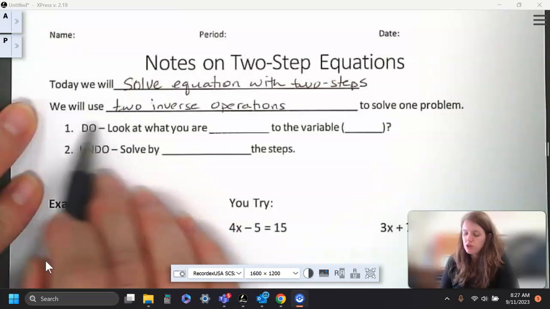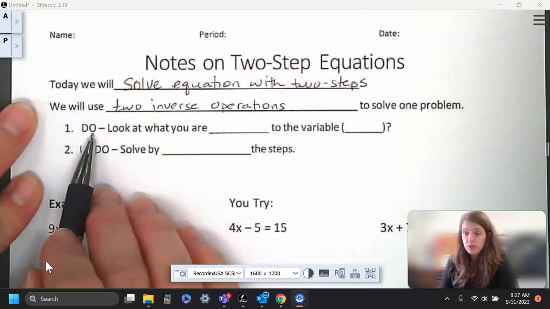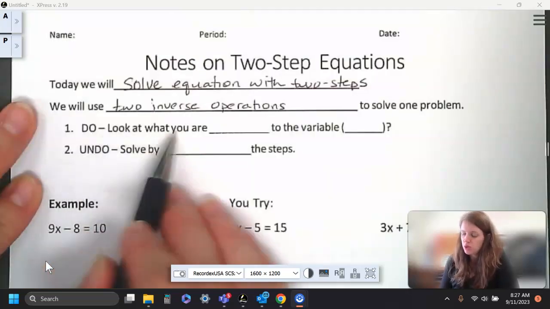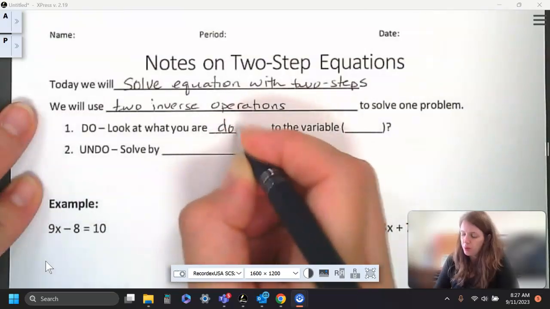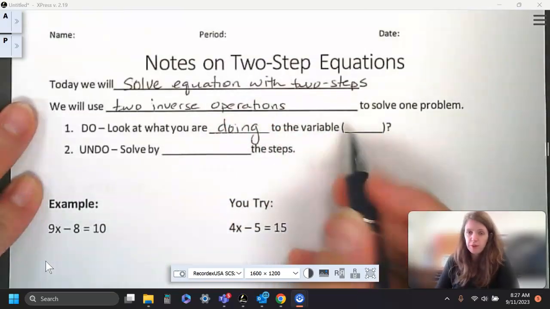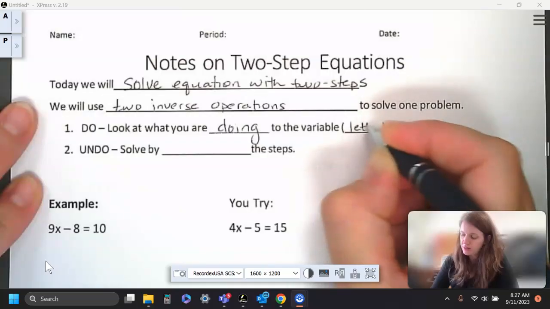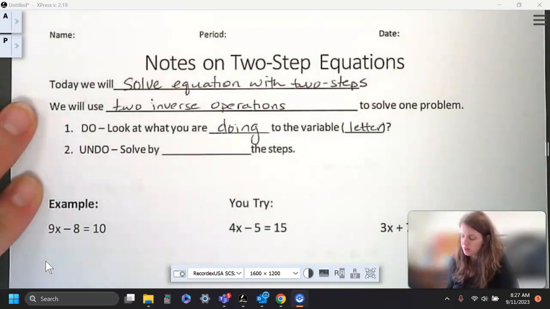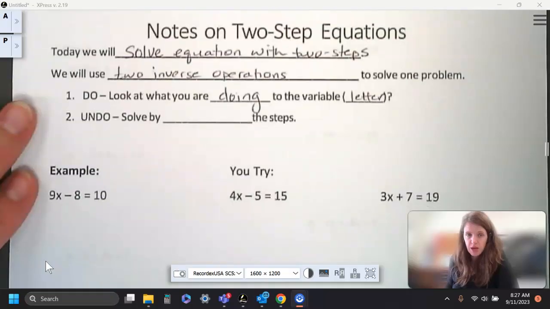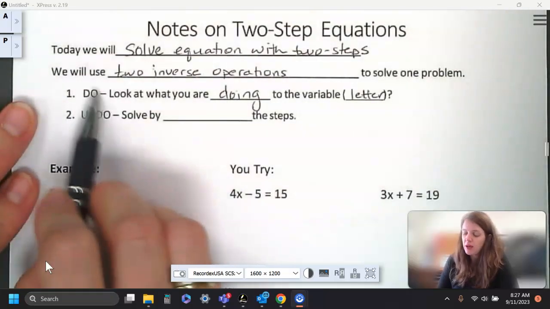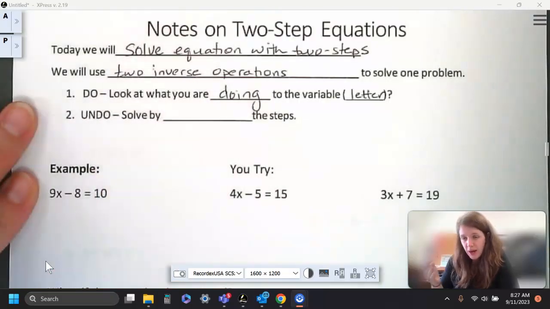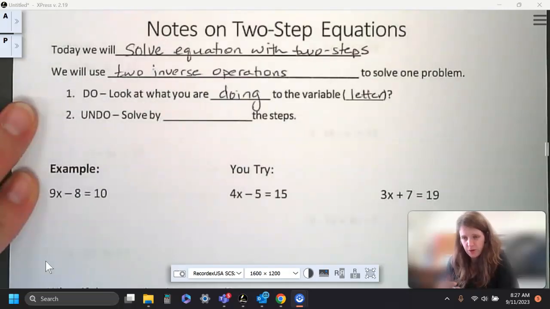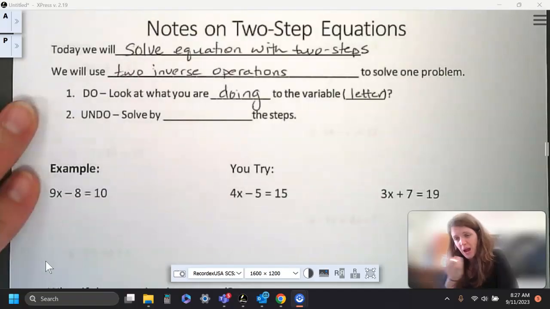So first thing I want us to do is to look at what we do see in the problem, right? So look at what you were doing in the problem to the variable. Remember, the variable just means the letter, right? Most of the time it will be x. Sometimes it will be a different one, but in these examples it's going to be x. And then when I talk about doing it, right, how do I undo it then? How do I create the opposite operation so that I can go backwards and find what x is?